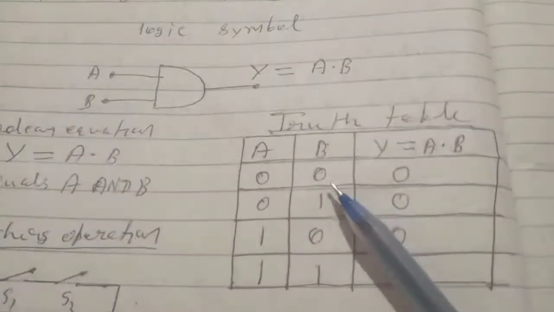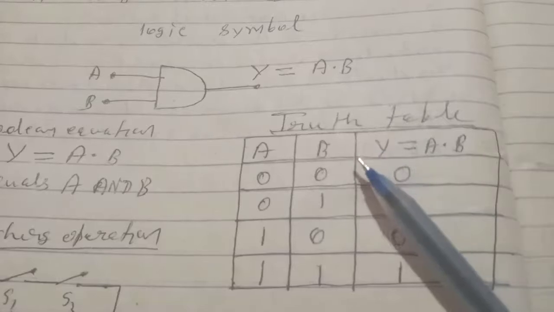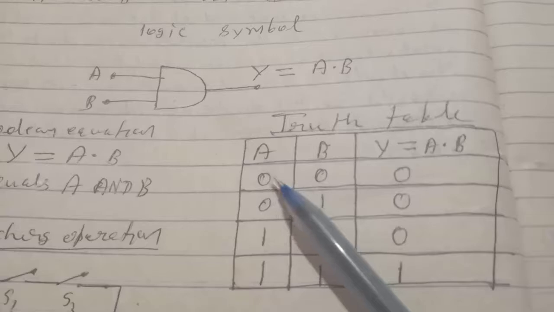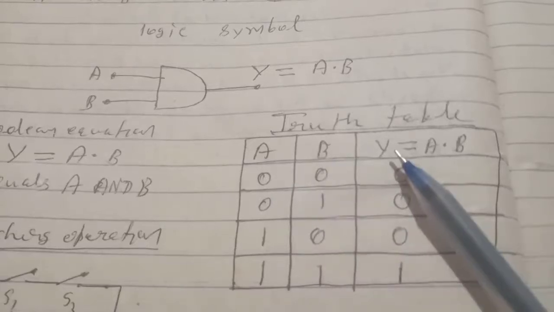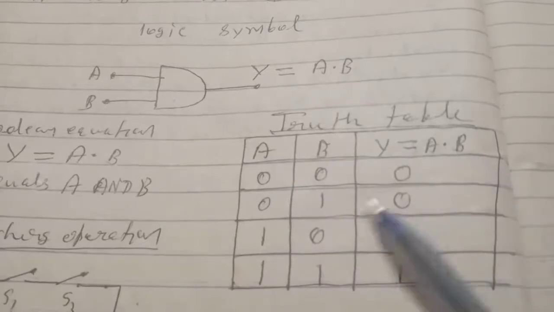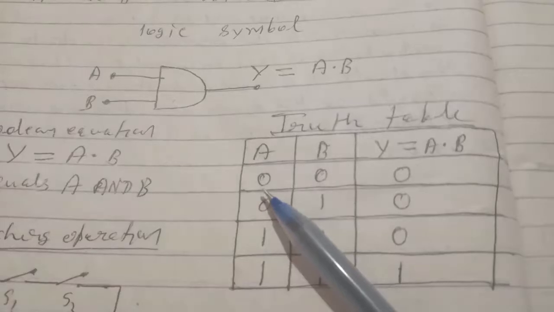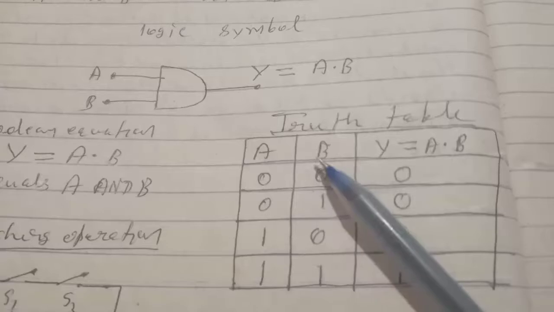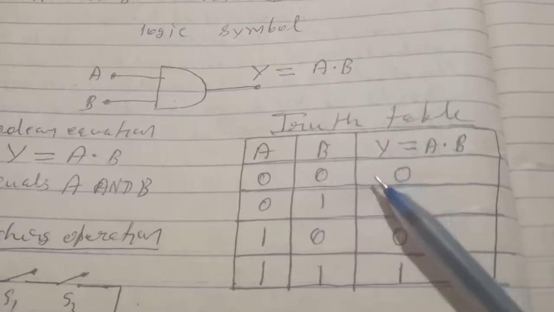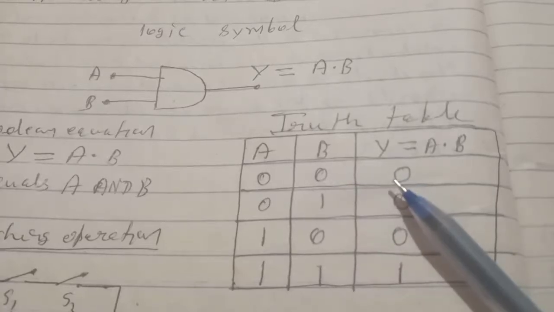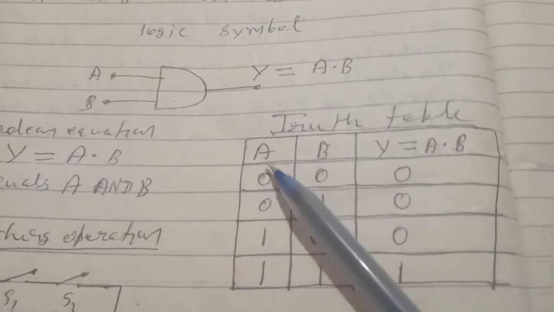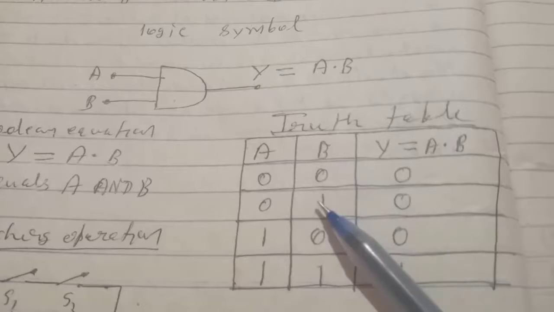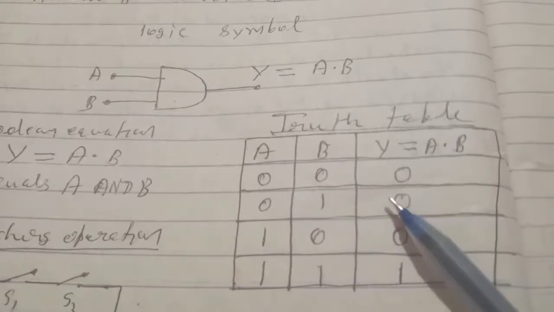Now the truth table. The truth table for the AND gate is shown here. This is the A input, this is the B input, and this is the output A and B, or A dot B. When input A is 0 or low, or input B is 0 or low, the output Y is low. That is, when an input is 0, the output is low. Then again we have output low.